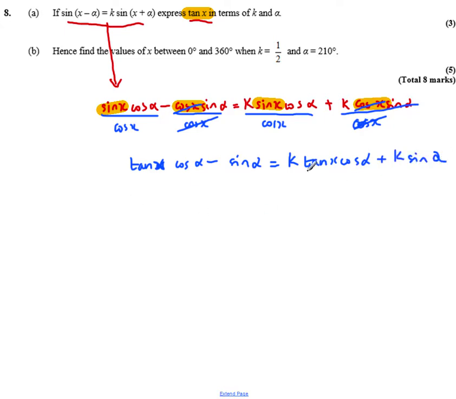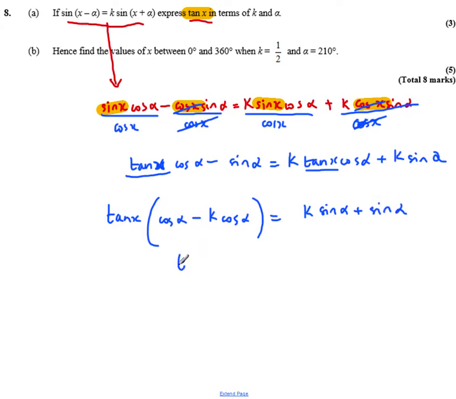So now we want to find an expression for tan x, so let's put all the tan x's together and factorise. Tan x into cos alpha minus k cos alpha is equal to k sine alpha plus sine alpha, and therefore tan x is equal to that divided by that.